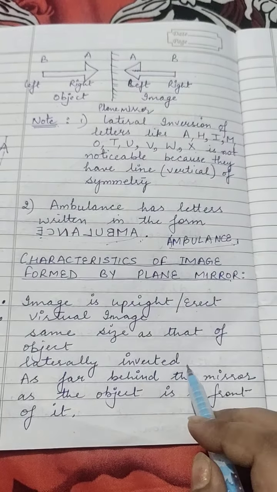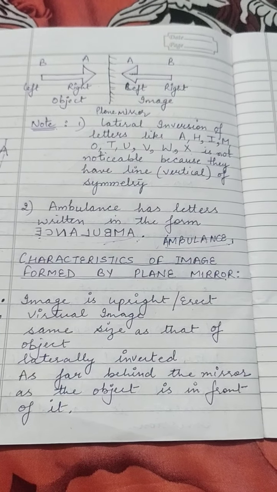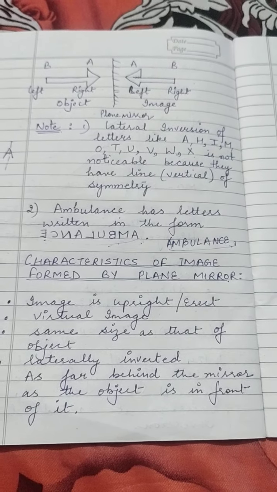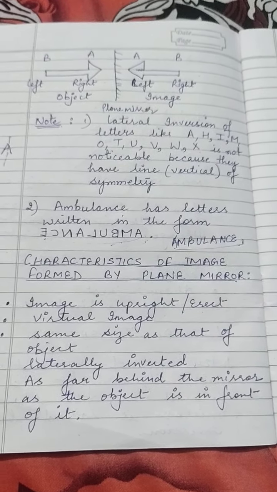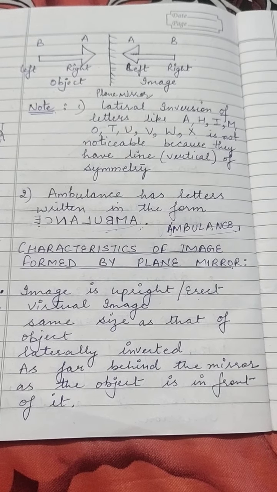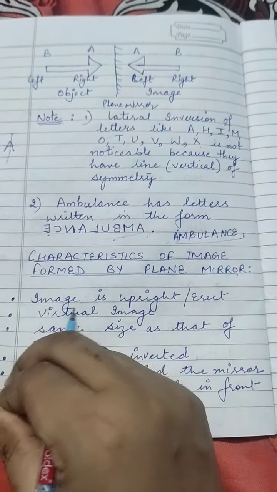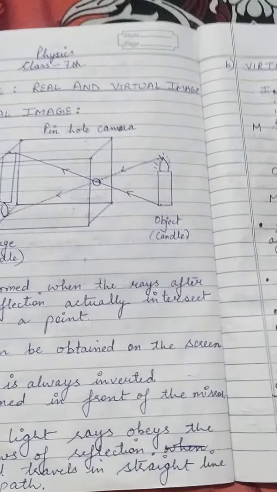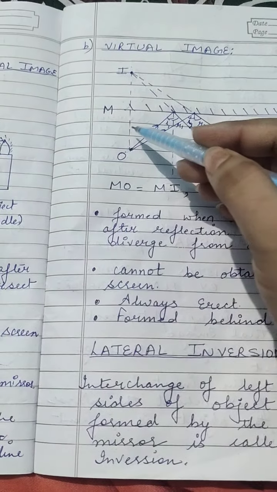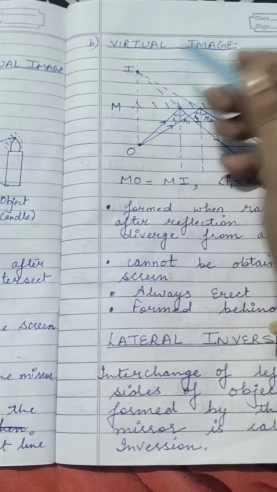It is laterally inverted, that is, if you are holding the pen in your left hand, it will appear that you are holding the pen in the right hand of the image. Next, the image is formed as far behind the mirror as the object is in front of it. So MO is equal to MI, that is, the distance between the object and the mirror and the image and the mirror are the same.